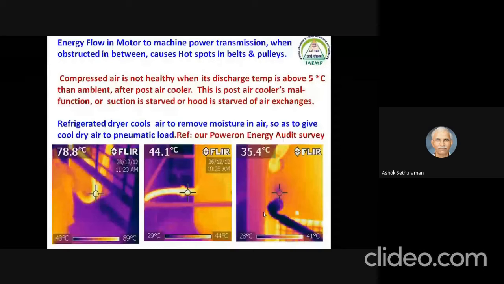Leave alone the compressor receiver, look at the refrigerant dryer. Throughout the industry, we have been using it. The input and output temperature will say whether the refrigerant dryer is working healthy. Leave alone the dew point, you monitor the dew point as well as the input and output. This will show that by cooling the air, you are able to remove the moisture, and the pneumatic equipment in your industry receives only cool dry air in the pneumatic cylinders.